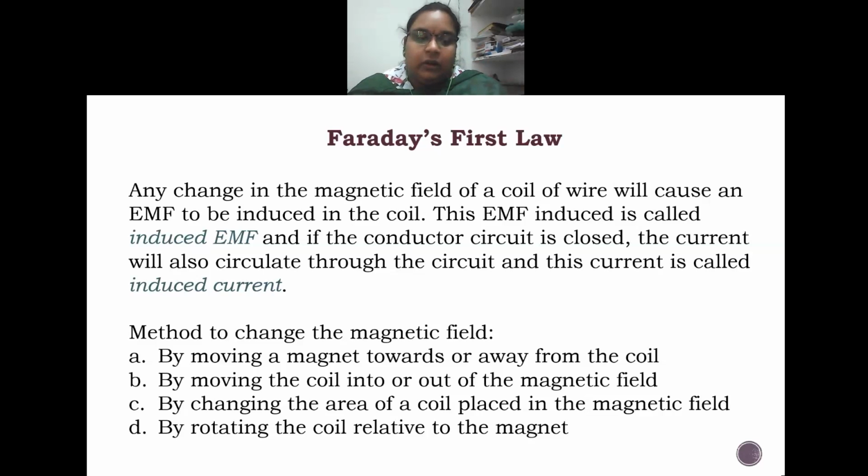The fourth method is by rotating the coil relative to the magnet. If the magnet is there and the coil is being rotated, in a similar way, EMF is induced. So these are the four methods in which the magnetic flux of the coil can be changed and the EMF can be induced. Let us see these four methods in action.